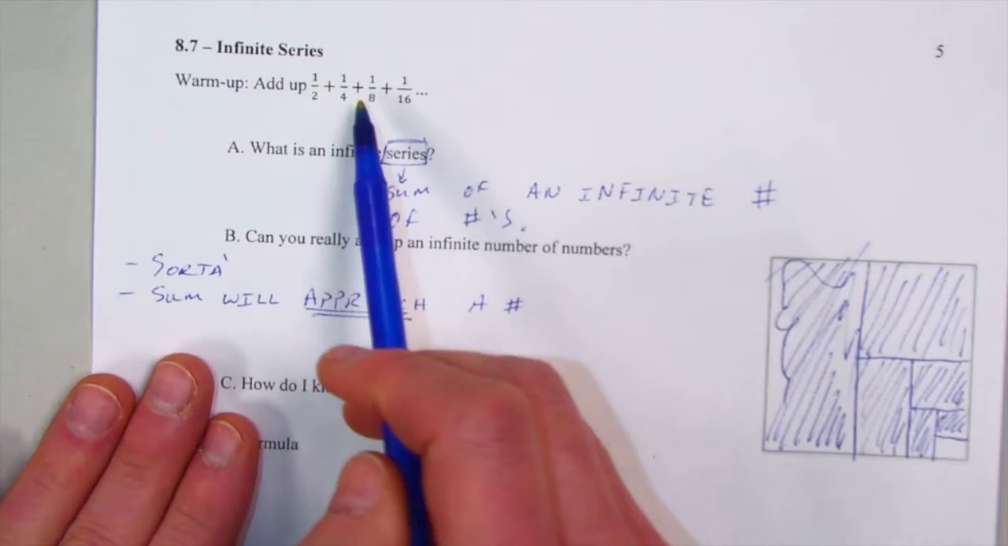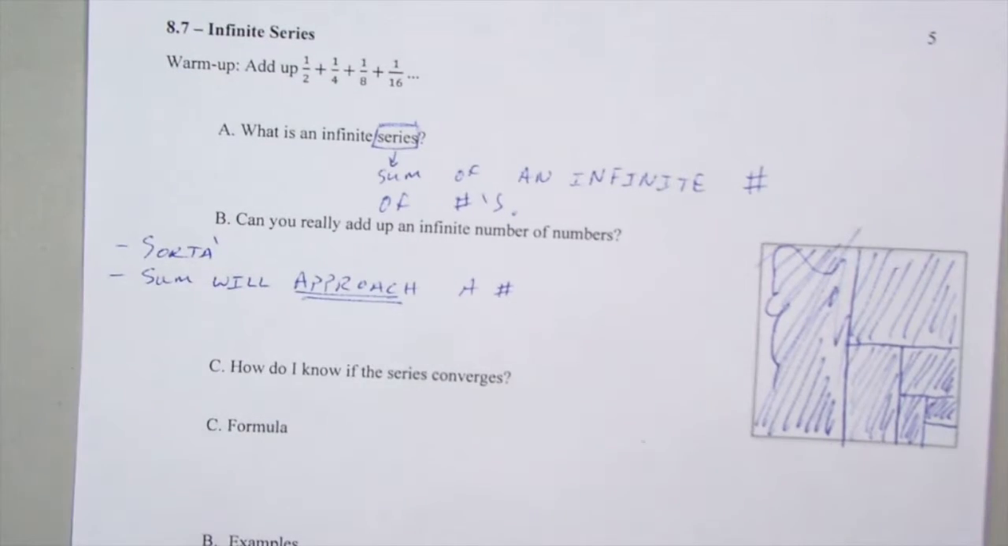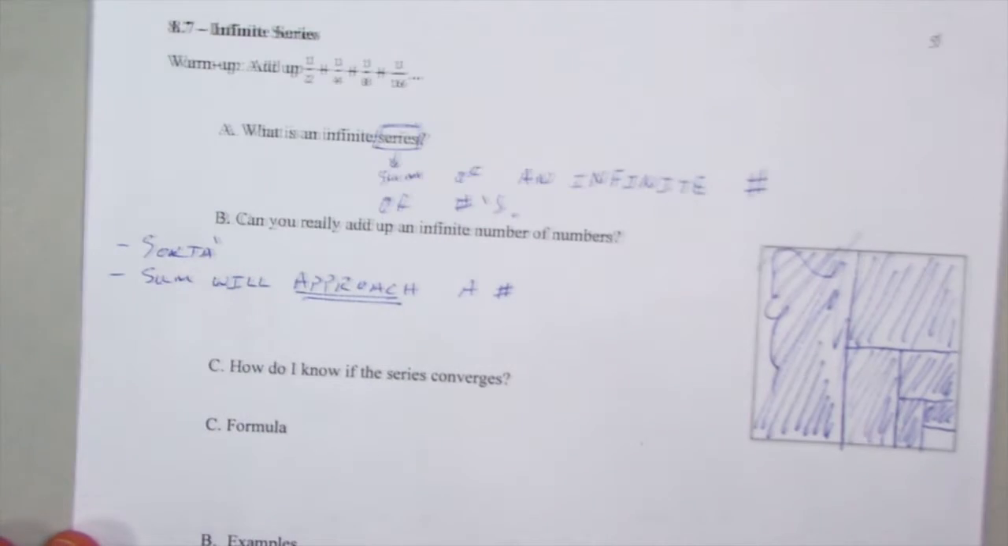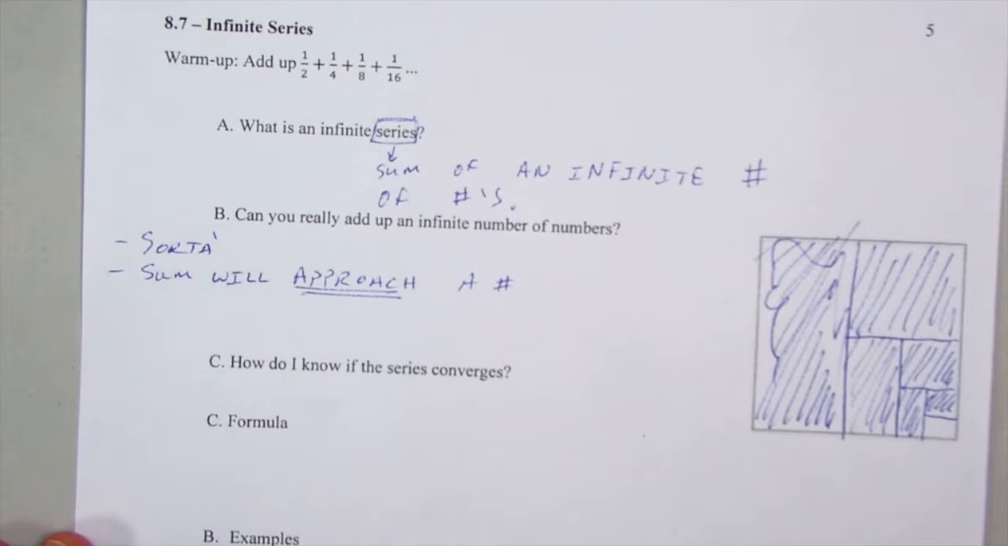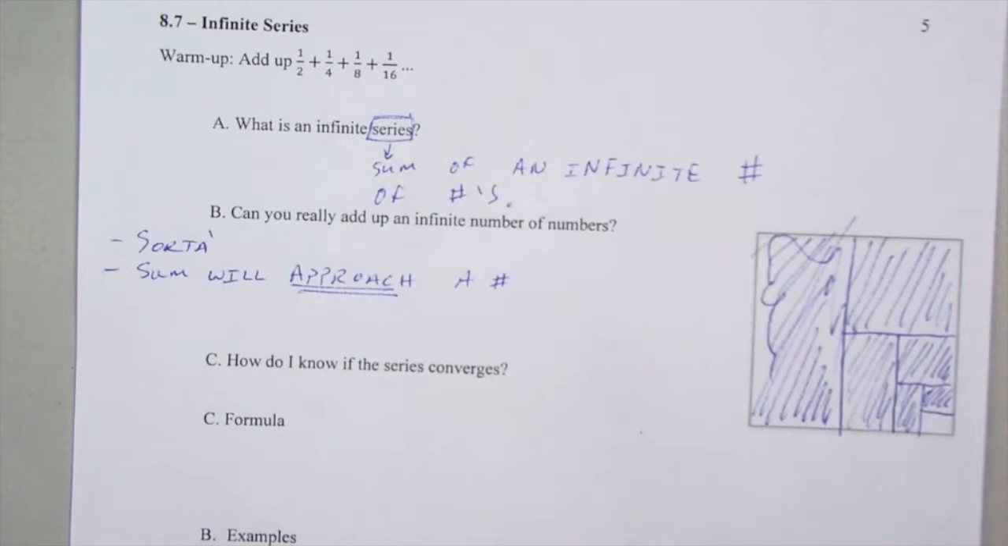Every time if you cut it in half and shade, cut it in half and shade, the question is, am I ever going to shade in the entire box? And the answer is no. You're never going to get everything shaded in. But what's left is so small that eventually we're just going to say, you want to know what? It's not all shaded in, but it's getting real close to 1. So we're going to say that the sum is 1. So what will happen is the sum will approach a number each time.